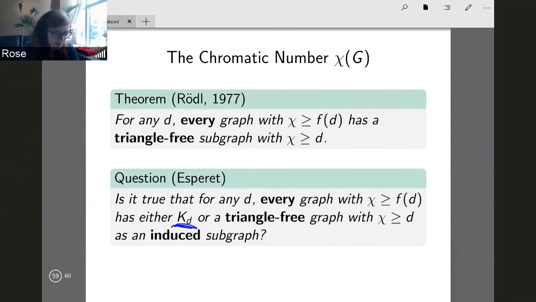And finally, you can't push this further because of Berlin graphs, as in if you replace triangle-free with large girth, that isn't going to work. And so I don't know if there's a good conjecture for where to go after this.